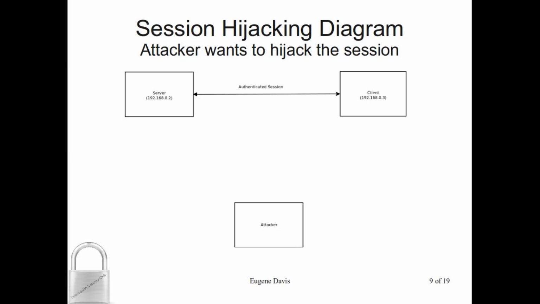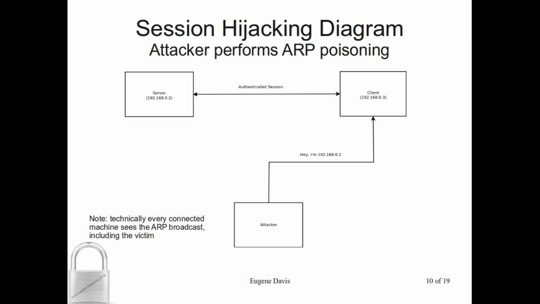So the first diagram here is just your basic authenticated session between these two machines, and you've got an attacker sitting back there, and he really wants to get into this channel. So then the attacker performs the ARP poisoning. Now, I only show it as poisoning just the client, but technically this broadcast goes out to every computer. I just wanted to keep this diagram as simple as possible. So you can see the attacker has sent to the client, and he says, hey, I'm 192.168.0.2, which is in reality what the server is supposed to have as its IP address.